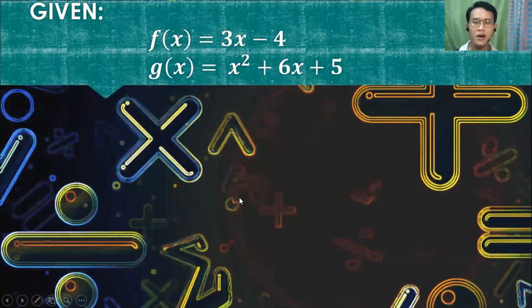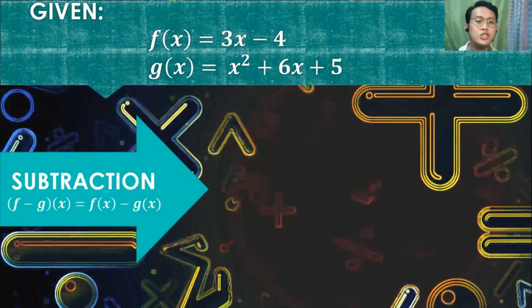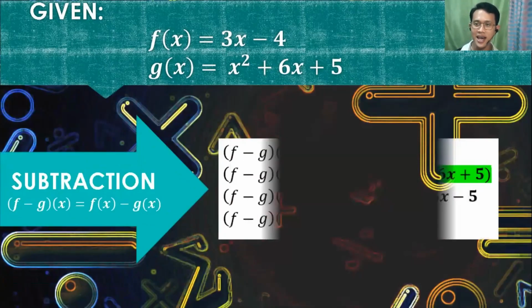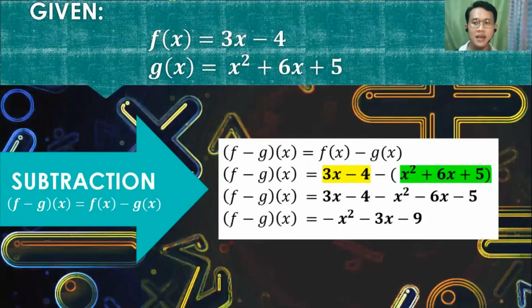Next, how about a different operation, which is subtraction? Let's try. Basically, the same thing. All you need to do is to substitute your f of x minus g of x. So f of x is 3x minus 4 minus, and you need to put it in parentheses, the quantity of x squared plus 6x plus 5.